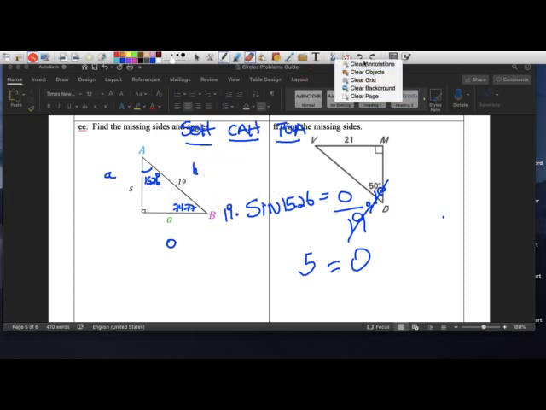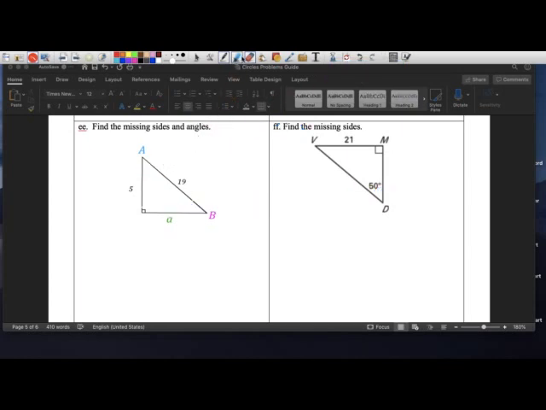Oh, I'm gonna start all over. So let's try to find angle A. So this is the opposite side. This is the hypotenuse. And this is my adjacent. So let's find angle A. What relationship can I use?